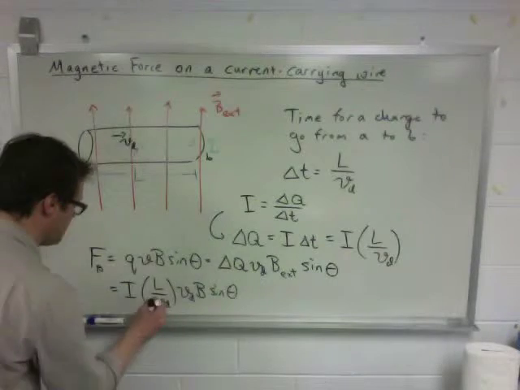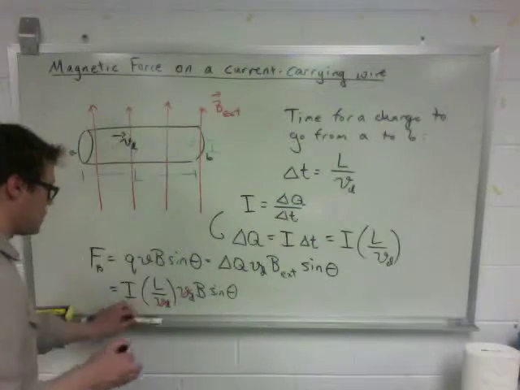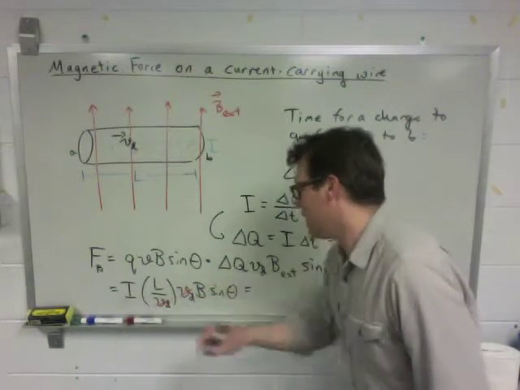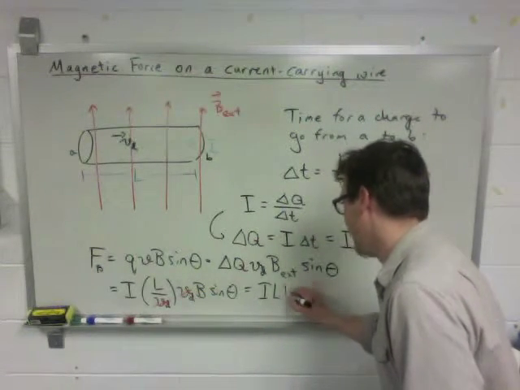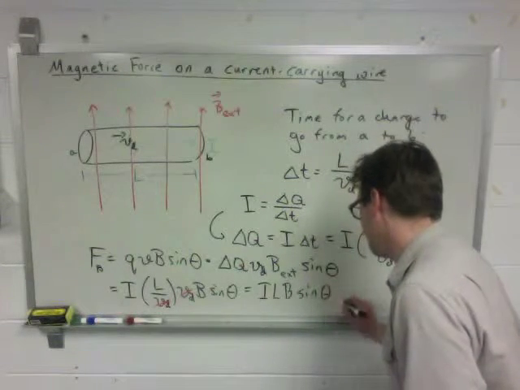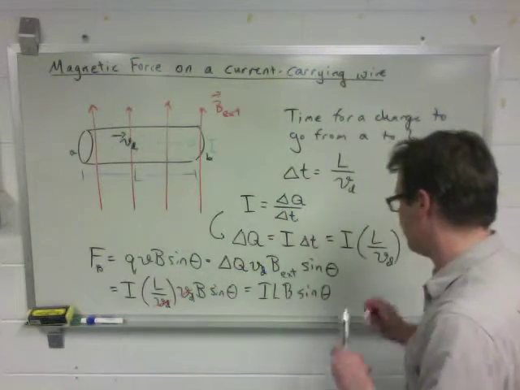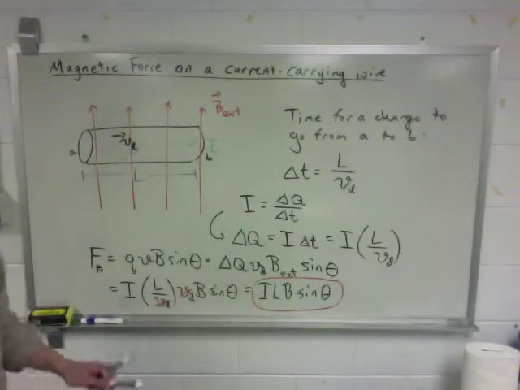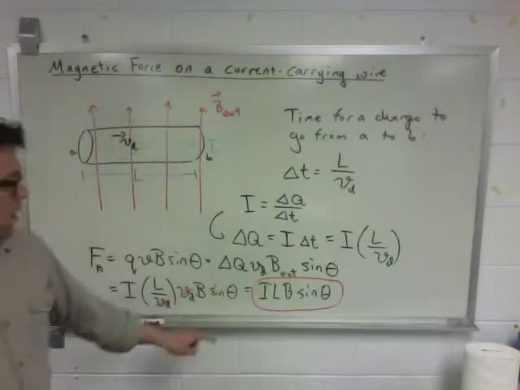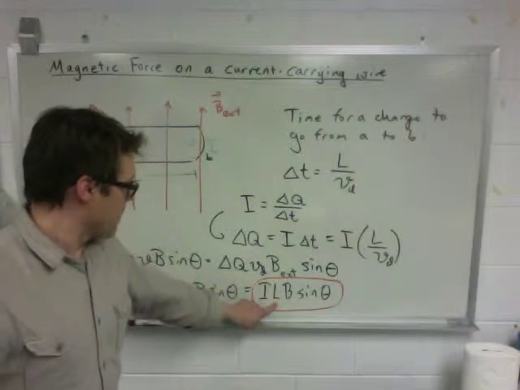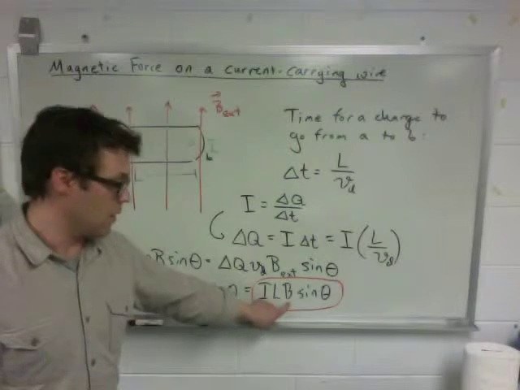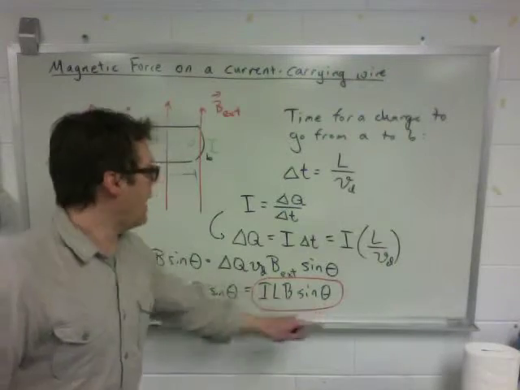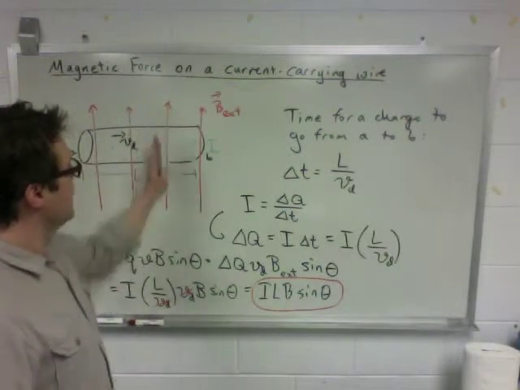You can see that the v sub d's cancel. Turns out it doesn't actually matter what the drift velocity is in this wire. It only matters what the force is. So this would be I L B times the sine of theta. Now I'm going to put a circle around this, because what we've just done is calculated the magnitude of the force on a length of wire sitting in an external magnetic field carrying current I, where theta is the angle between the current and the magnetic field.